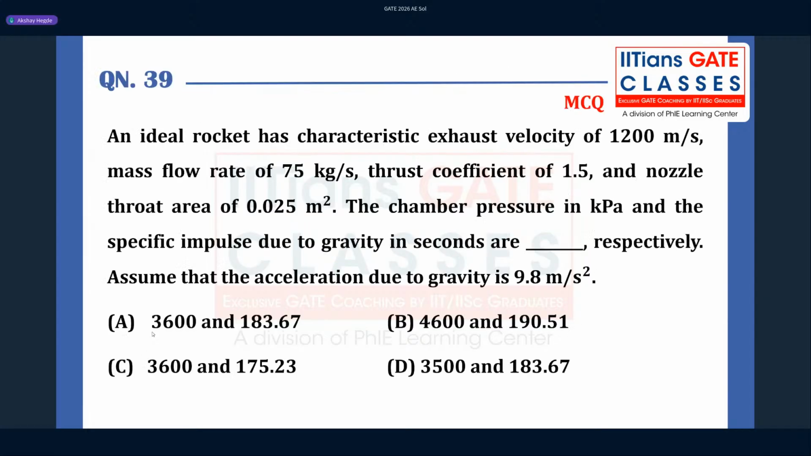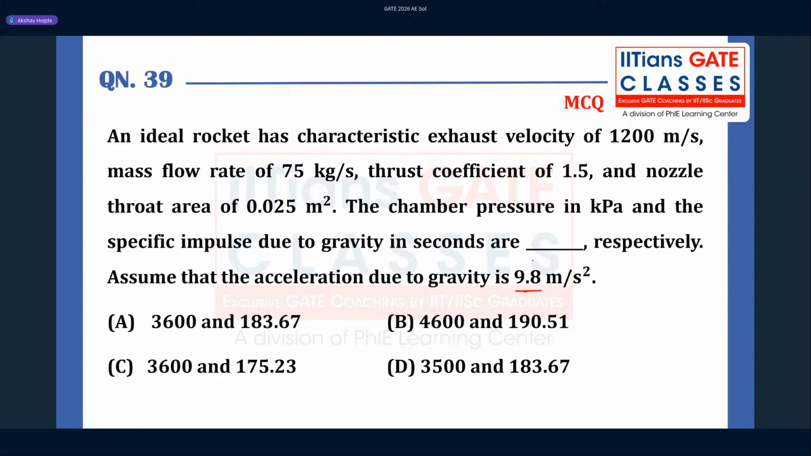Okay, so now we have a question from rocket propulsion. An ideal rocket has a characteristic exhaust velocity of 1200 meters per second, mass flow rate of 75 kg per second, thrust coefficient of 1.5, and nozzle throat area of 0.025 meter square. The chamber pressure in kilopascal and the specific impulse due to gravity in seconds are respectively. So that's what we need to find out. And they're asking us to take acceleration of gravity as 9.8 meter per second square.